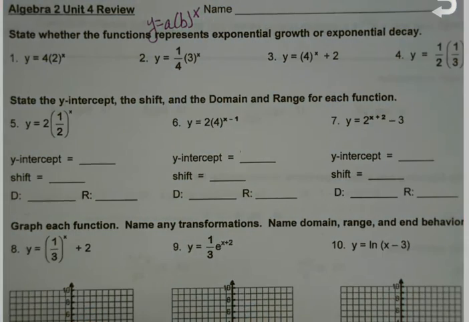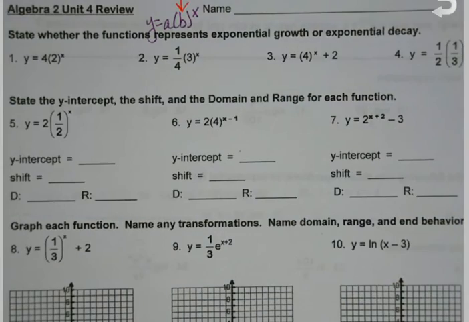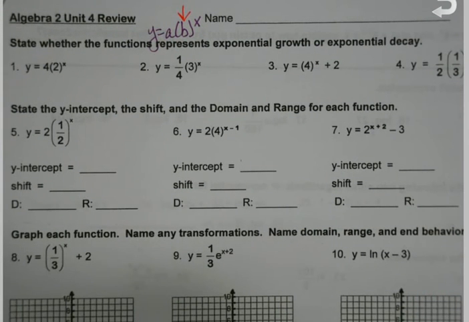Now, the key with all of this, and the part that we care about, is this one, okay? The b value. If it's greater than 1, okay, it's growth. If it's between 0 and 1, it's decay, unless you have a negative exponent. Now you'll notice looking through 1 through 4 on here, you don't see one. It doesn't mean I can't put one on the test though.